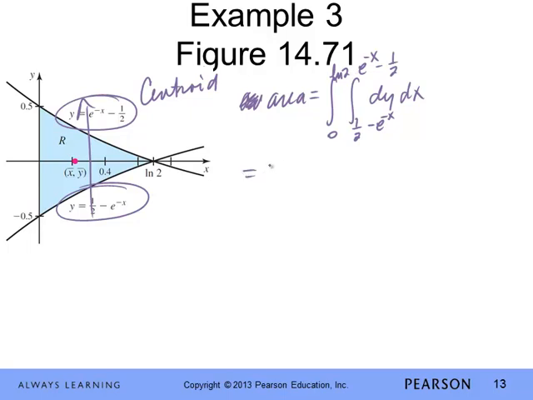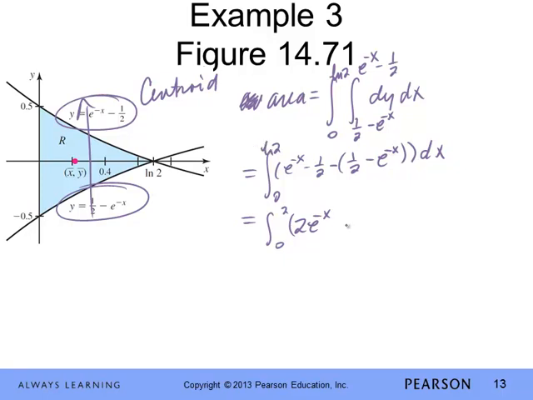And this isn't too hard of an integral to calculate. So integrate with respect to y, of course, that'll just be e to the negative x minus 1/2, and then minus 1/2 minus e to the negative x dx, from 0 to natural log of 2. A little bit of work here. So you got e to the negative x plus e to the negative x is 2 times e to the negative x, and then minus 1 dx.